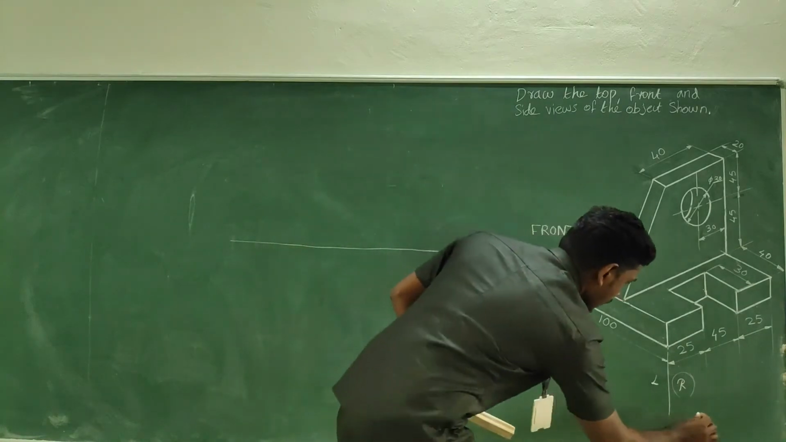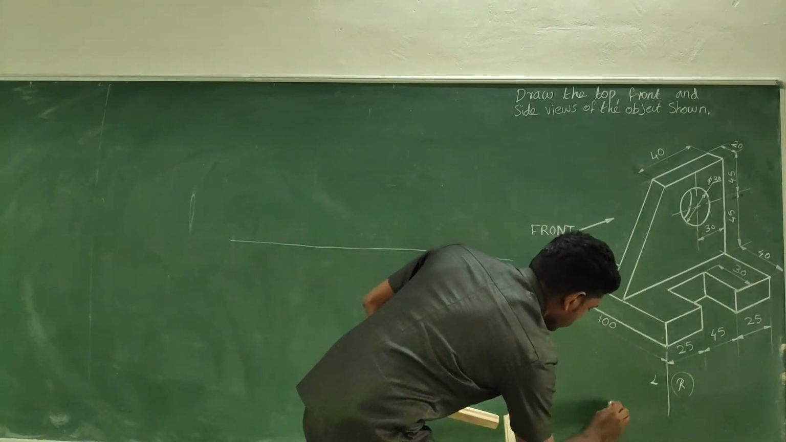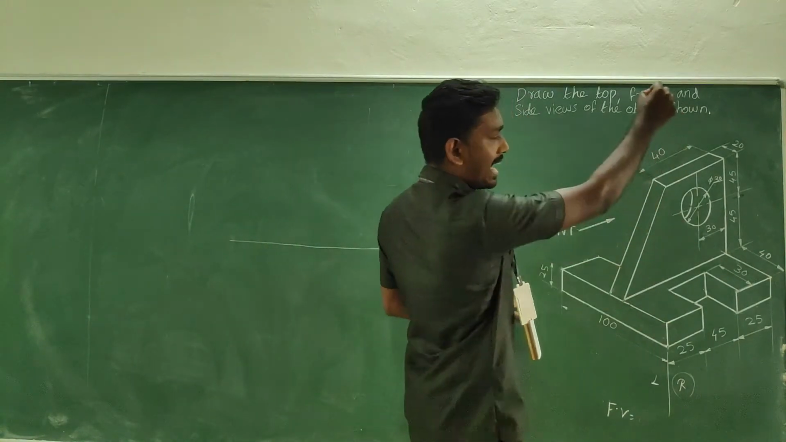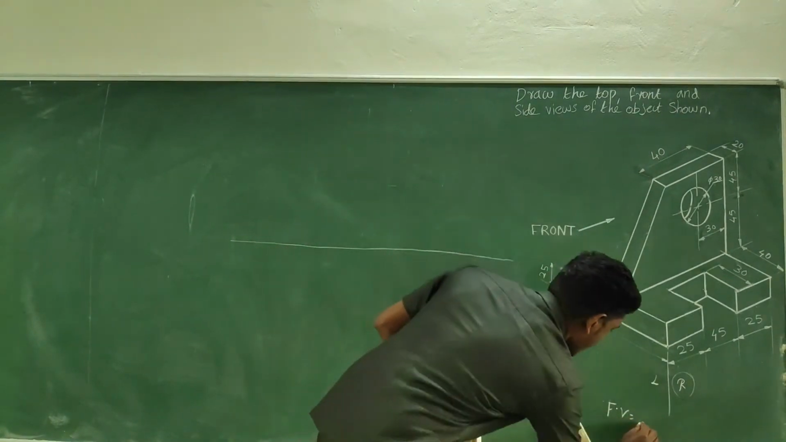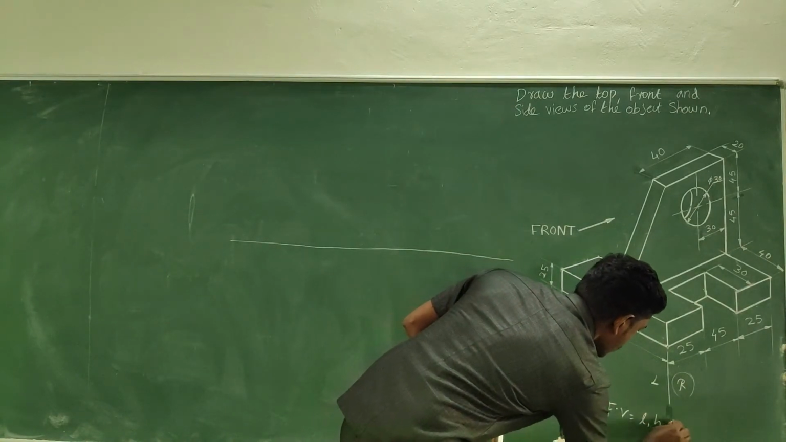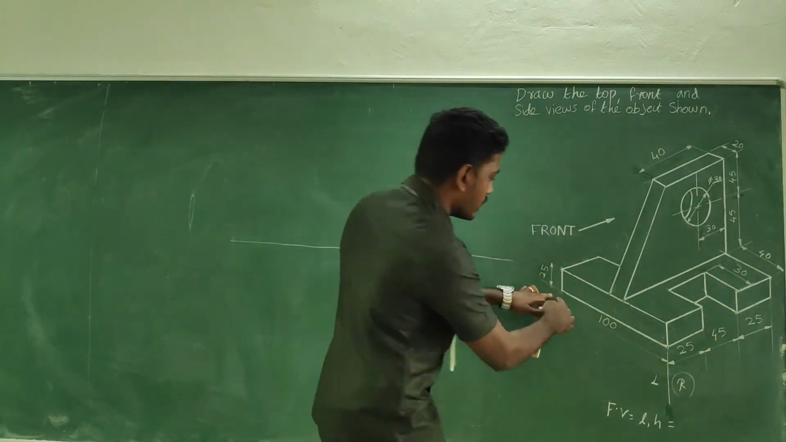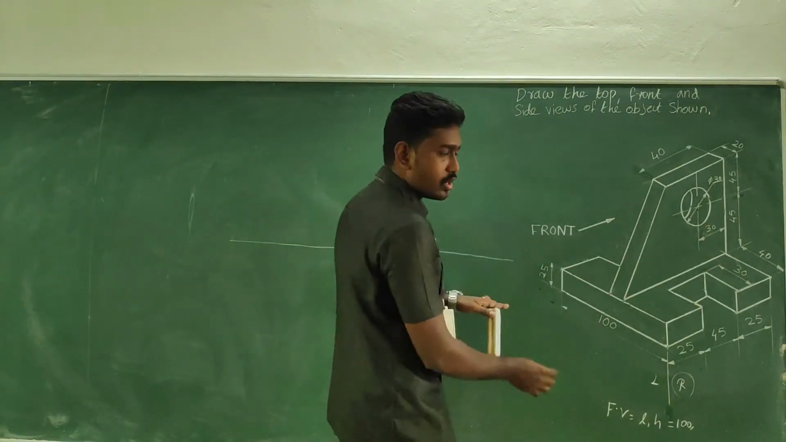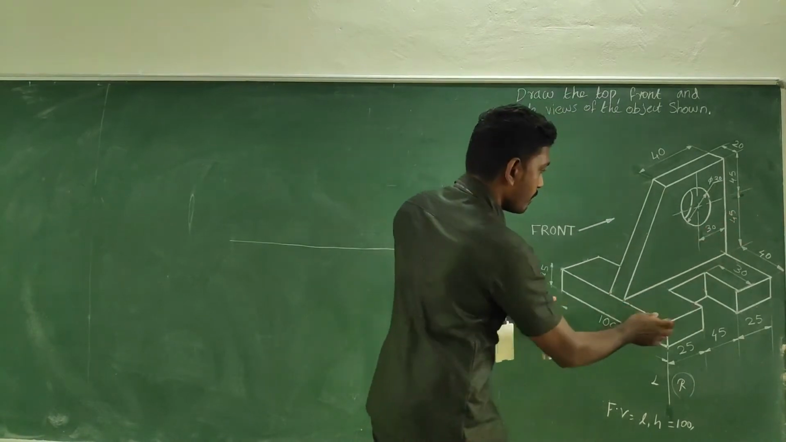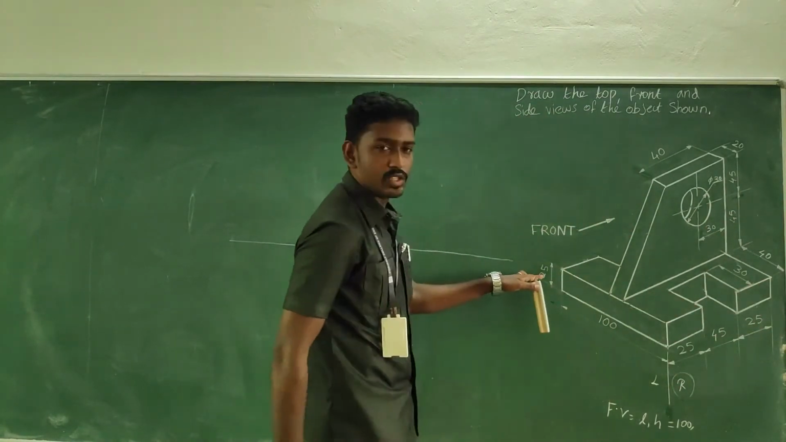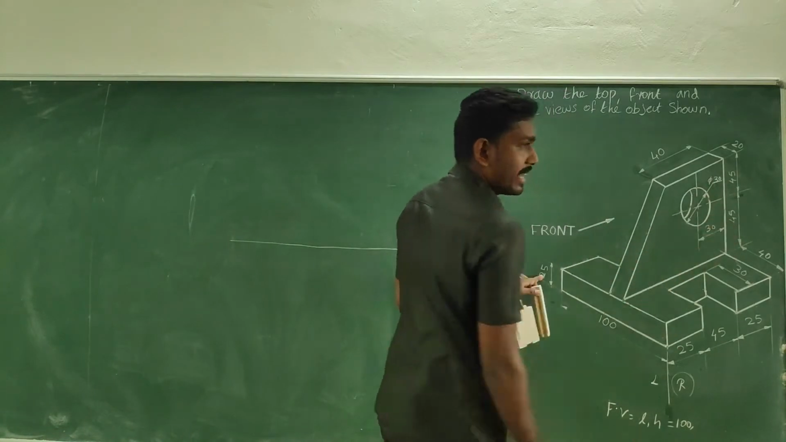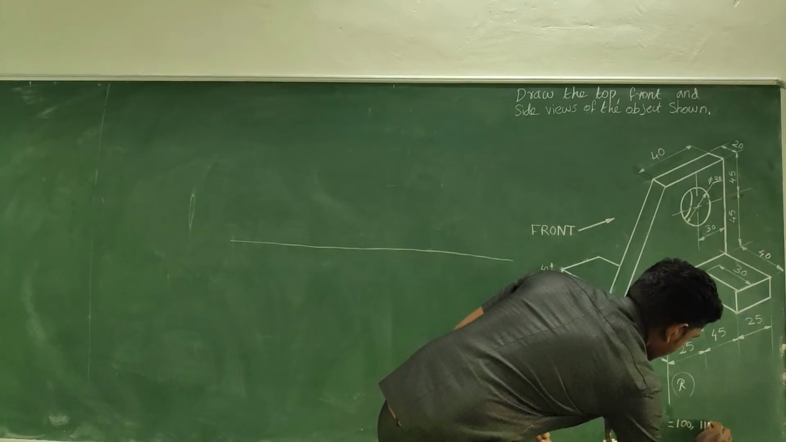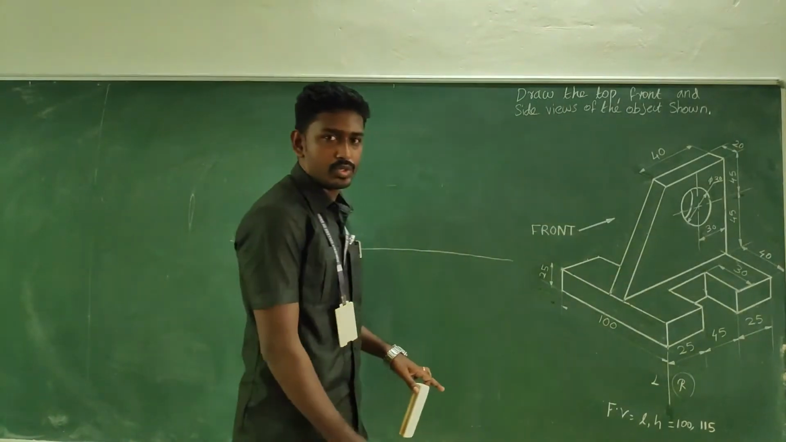As far as the front view is concerned, it covers the length and height of the object. Here, the length is 100, and the height of the object is 45 plus 45 plus the base thickness, which is given as 25. So 45, 90, plus 25, I can say 115 as the height.